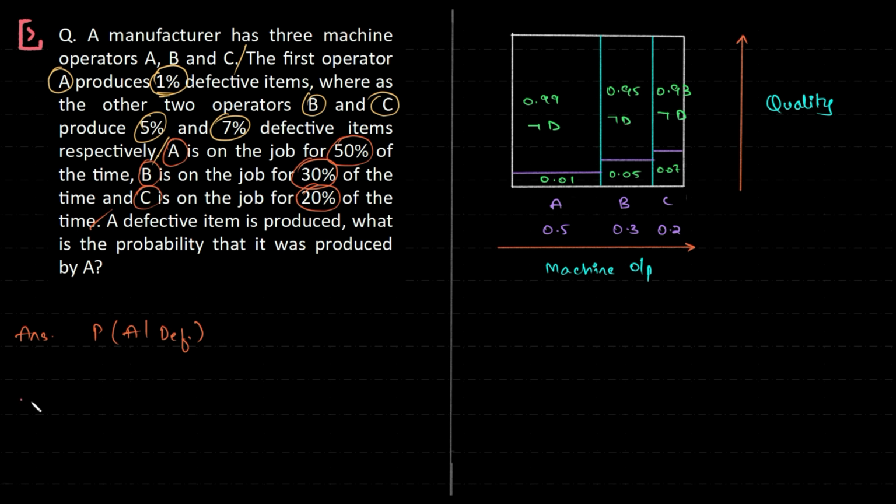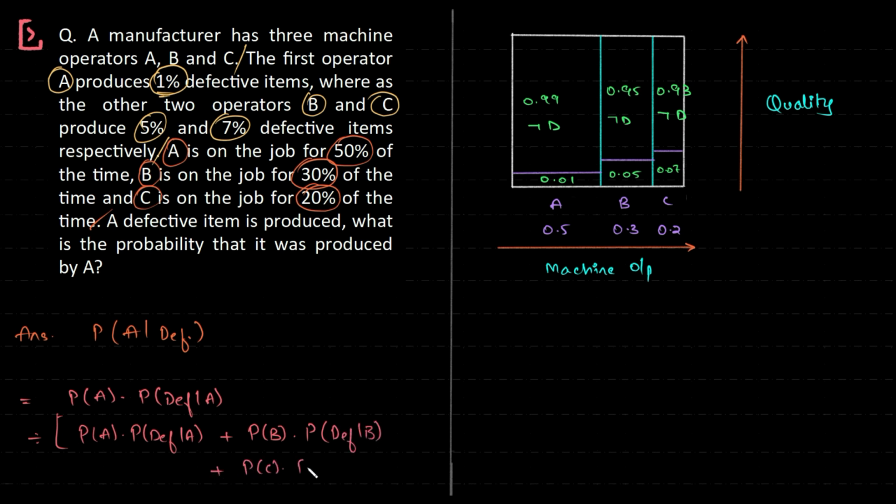Right, guys? And then we have the formula. Us getting an output from machine A and that turning out to be defective, divided by probability of A into defective by A, plus probability of our product being from machine B and we getting a defective from B, plus C and defective from C, closing the brackets.